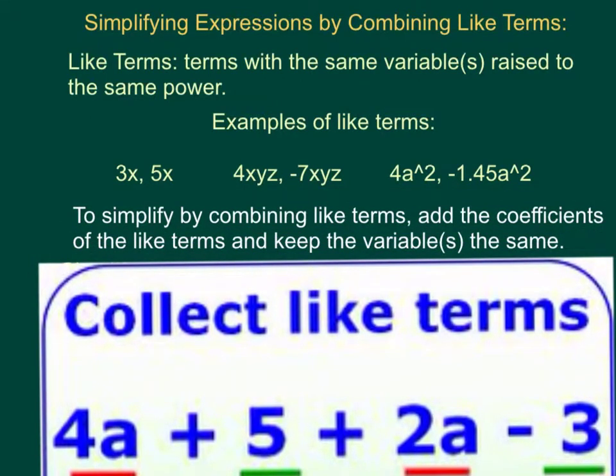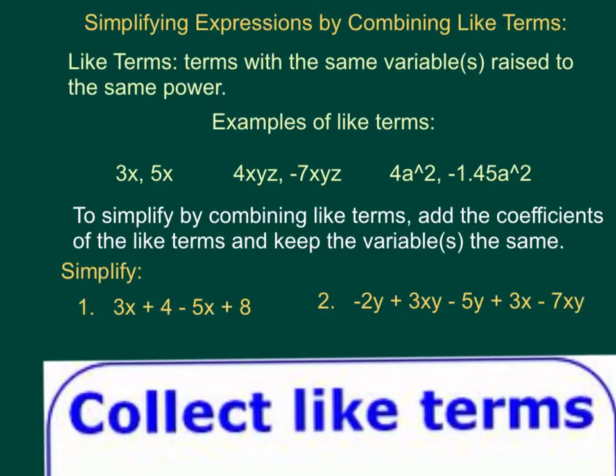To simplify by combining like terms, we simply add the coefficients of the like terms and keep the variables the same. Remember, coefficients are the numbers directly in front of the variable. Let's try an example of simplifying by combining like terms together.